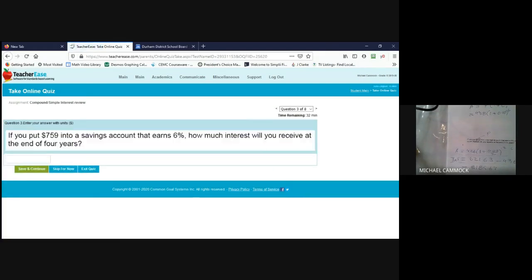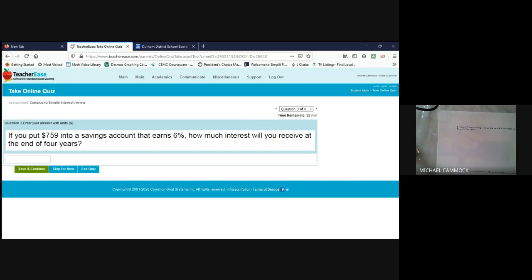Next question. You can see the question. I'm putting $759 in a savings account that earns 6%. How much interest will you receive at the end of 4 years? You notice that there's no mention of compound here at all. When you don't see the word compound, that tells you it's simple interest. So that's one of the things I want to make sure we're clear on. Look for that word compound in the question. If you don't see compound, then the interest that they're talking about is simple interest.